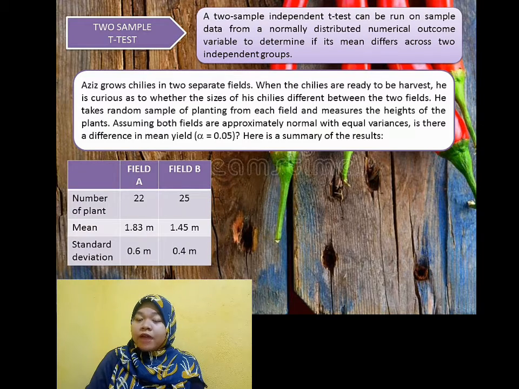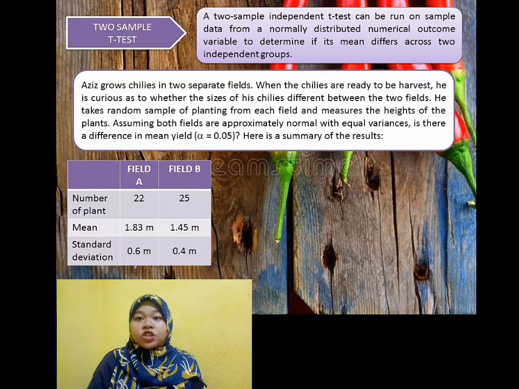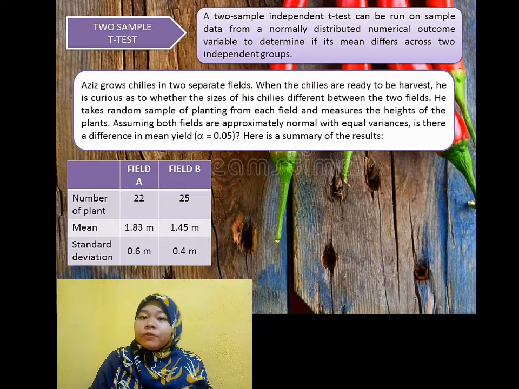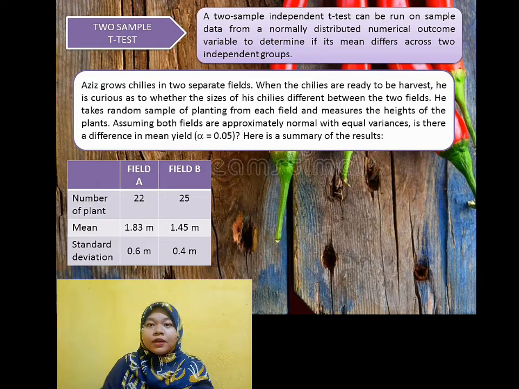Field A has 22 plants, mean 1.83 meters and standard deviation 0.6 meters, followed by field B with 25 plants, mean 1.45 meters and standard deviation 0.4 meters.